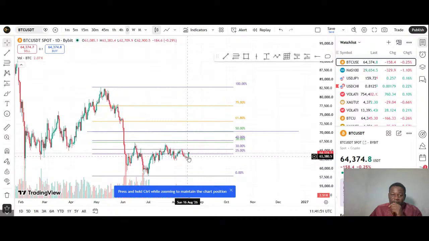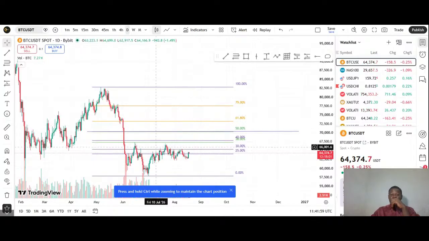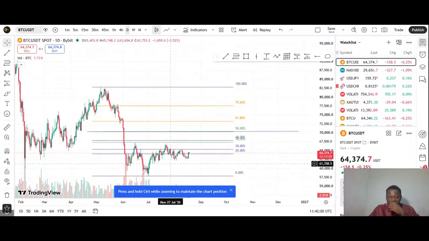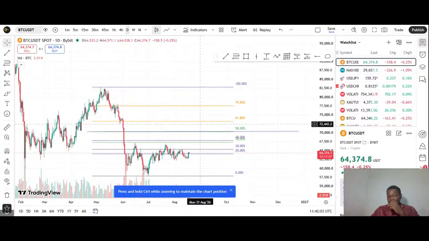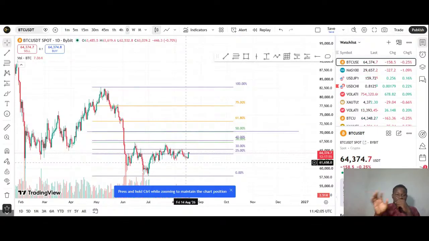So if price comes here, we know we should be looking for sales. I will advise you to look for sales. But when price is here, I will advise you to look for buys. Knowing where to buy, we will talk about that in subsequent lessons.